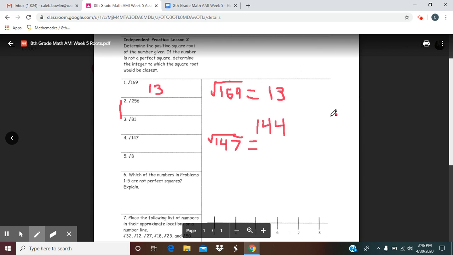And on the high end, it's less than 169, which is 13 squared. It is in between these two numbers. So I'm going to say which of these perfect squares it is closest to, and clearly it's closest to 144. It's only 3 away from that, whereas it's 22 away from 169. So we can say that the square root of 147 is closest to 12.